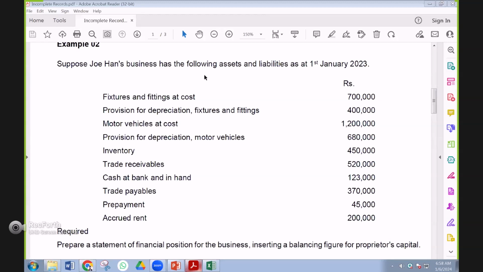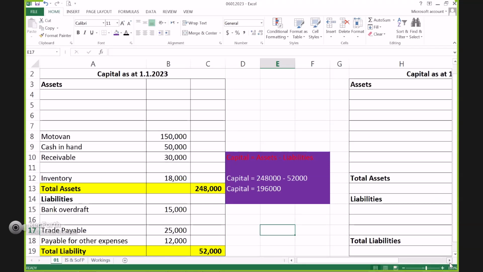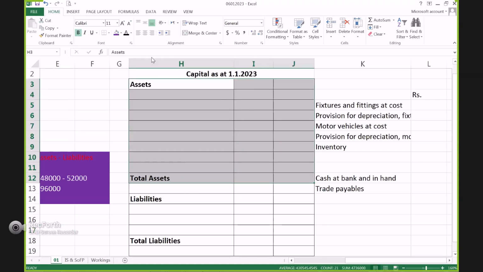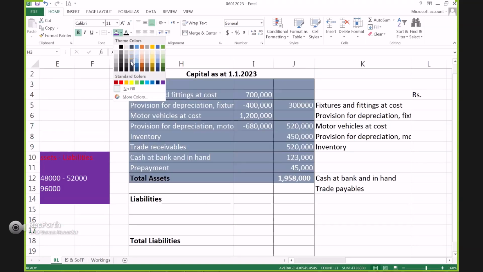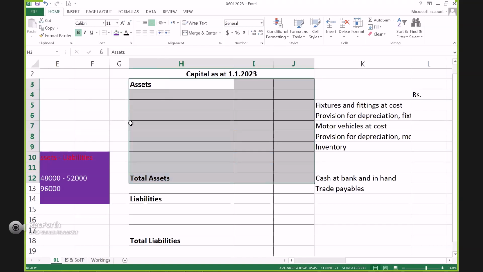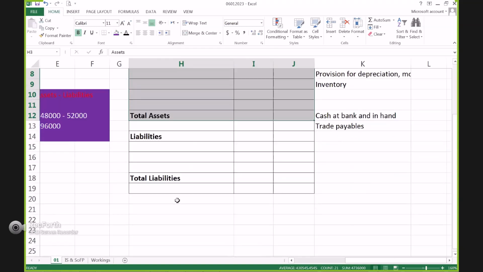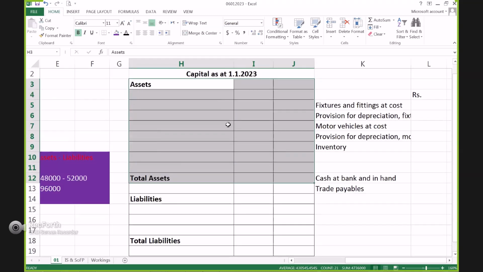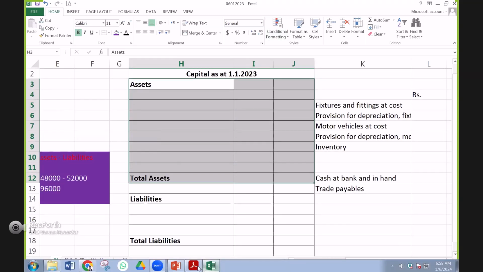So this is the second question. You have to find out the capital. I will give 2 minutes. So, like this, you have to prepare the statement. Capital, assets, you have to find out the total assets. Then you have to find out the liabilities. Okay, you have to find out the liability. So then you have to find out the capital. Okay, so I will give 2 minutes. You have to prepare.